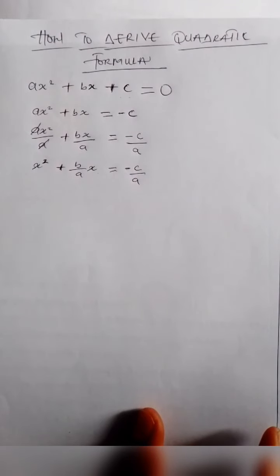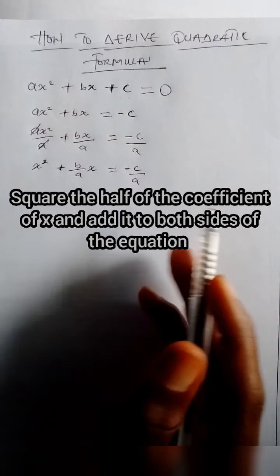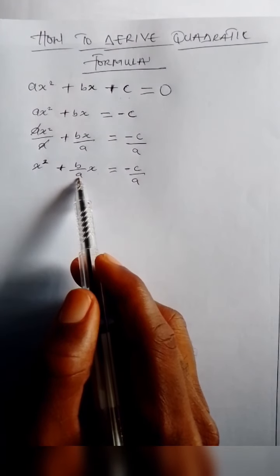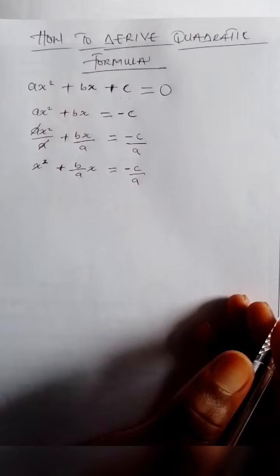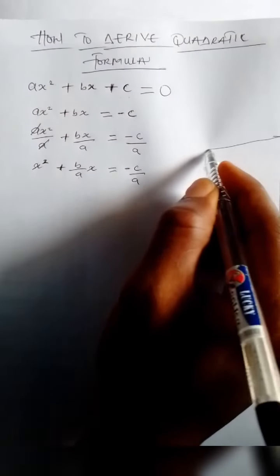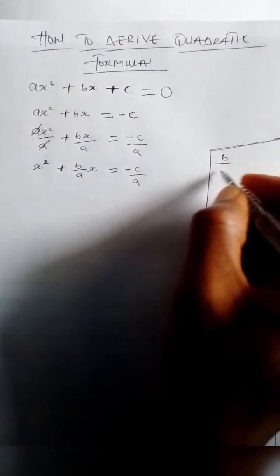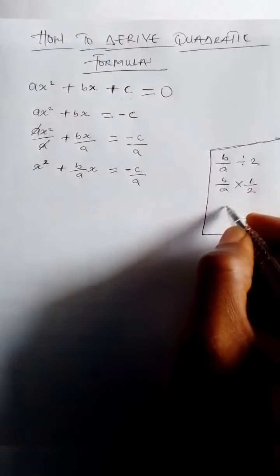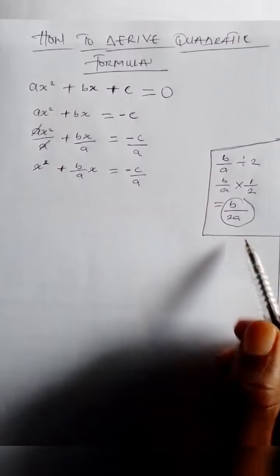Right. The next rule says square the half of the coefficient of x and add to both sides of the equation. The coefficient of x is b over a, so we are taking the half of b over a, squaring it, then adding to both sides of the equation. So how do we know the half of b over a? We know it when we divide it by 2. So we have b over a divided by 2. B over a multiplied by 1 over 2, which is equal to b over 2a. So the half of b over a is b over 2a.